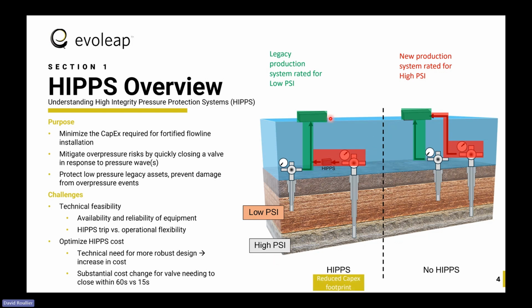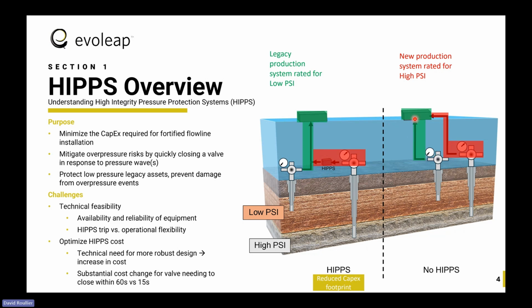So if you see here on the left, we have that scenario where we are using a HIPPS. The red would be the new production system or new production equipment which needs to be installed to protect the integrity of your existing facility. And the left side would be the amount of new equipment is much smaller than what you would require if you have no HIPPS. You would need an entire new riser, which tends to be expensive, and some subsea flow line connecting to that high pressure wellhead.